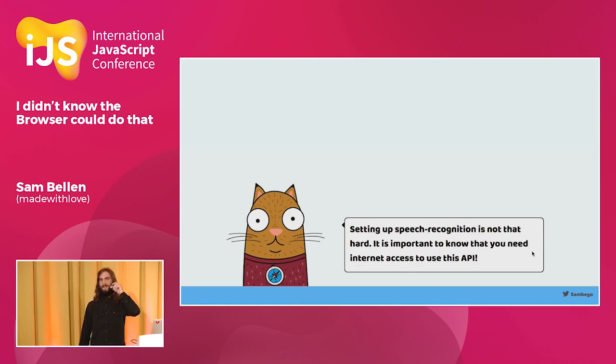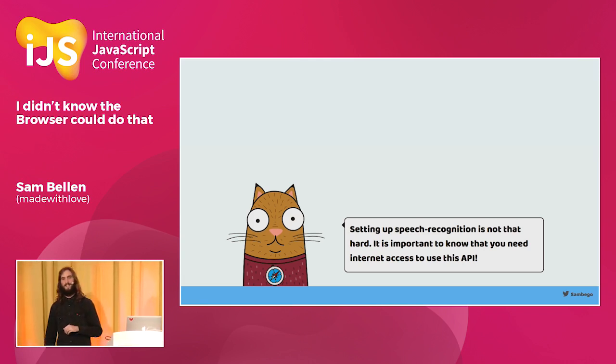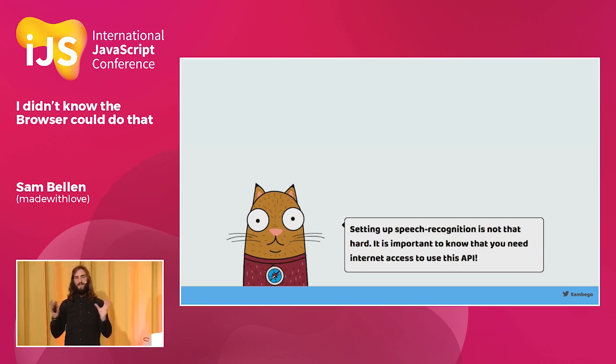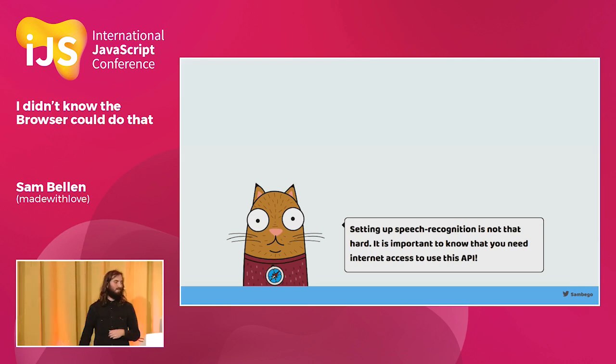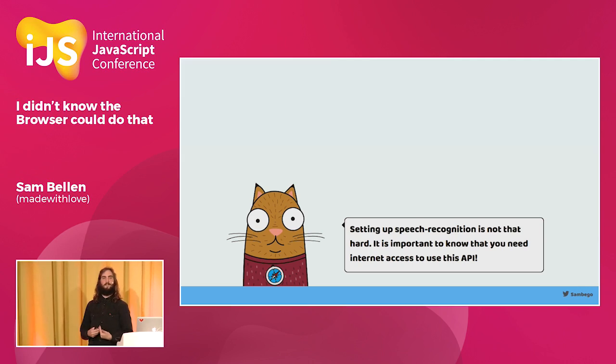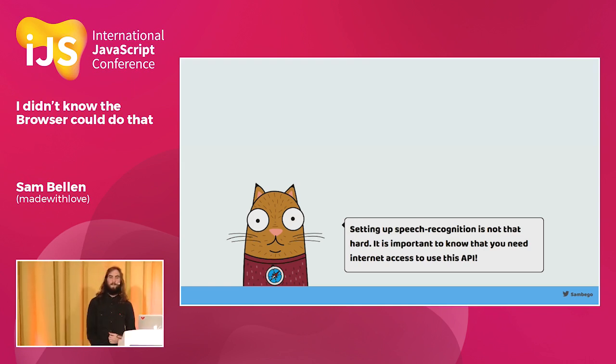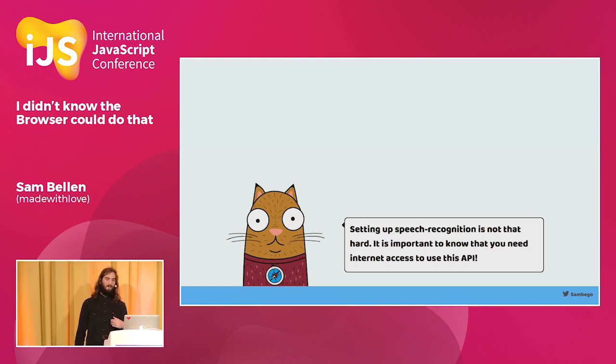Kinda. Okay. It is important to know, though, that to use this API, you need some internet access because it doesn't really work in the browser. It's just an API which is exposed in your browser, but when you talk, you're going to send your voice or the audio you produce to Google servers. They're going to do the magic, send you some text back. So that's why you need some internet access.